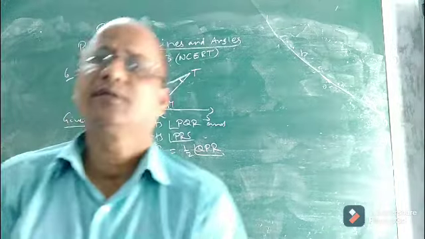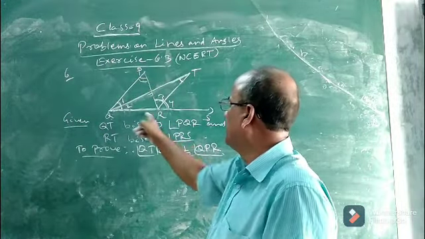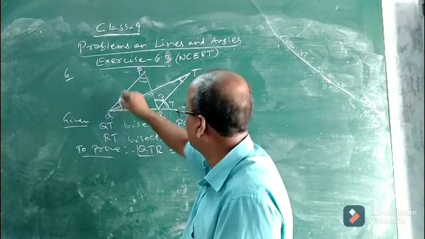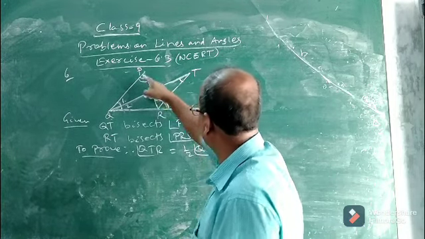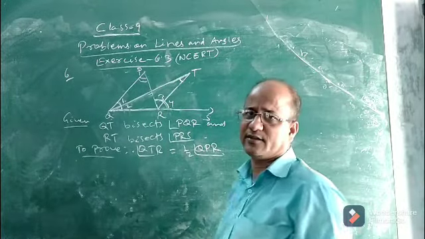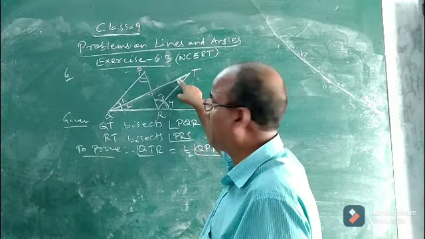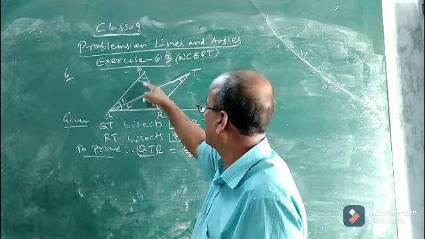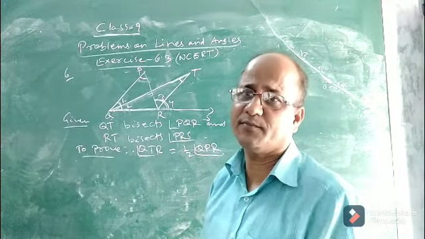Children, I hope you understood the question. PQR is a triangle. The side QR is produced up to S. Now QT is the bisector of the interior angle PQR, and RT is the bisector of the exterior angle PRS, such that the two bisectors intersect at the point T. It is given. Now you have to prove that angle QTR will be half of angle QPR. So how to prove this? Which concept will we use here?